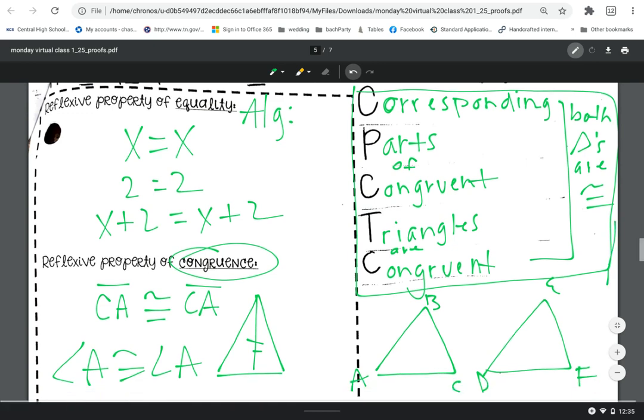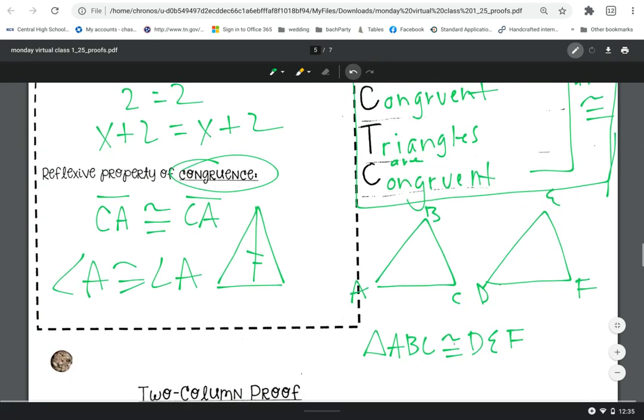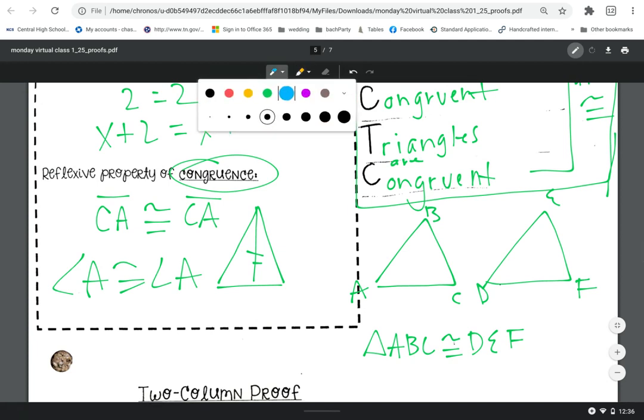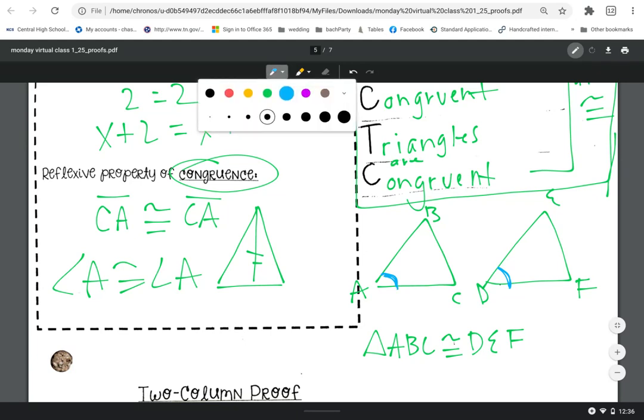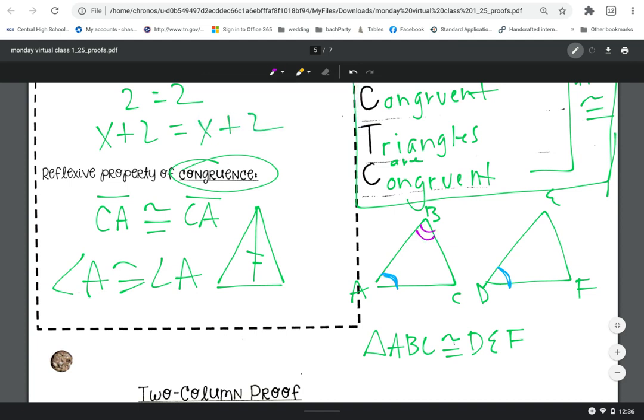Okay, so if I know that these two triangles are congruent, what's their corresponding parts? All right, so corresponding parts, A is in the bottom left. Well, what angle is in the bottom left? D. So those two would be congruent because they are corresponding. All right. So let's look at angle B would be congruent to angle E because I know these two triangles are congruent and they are in the same spot in each triangle.